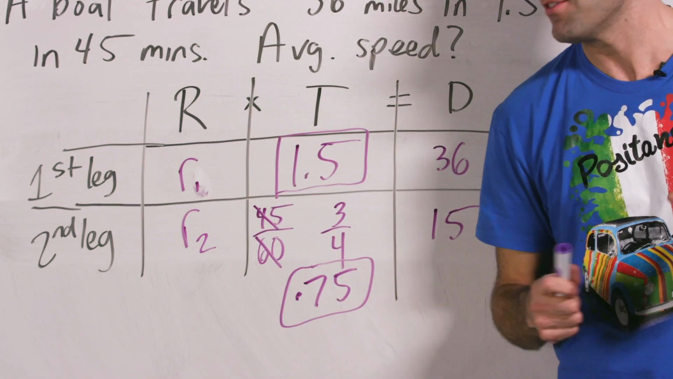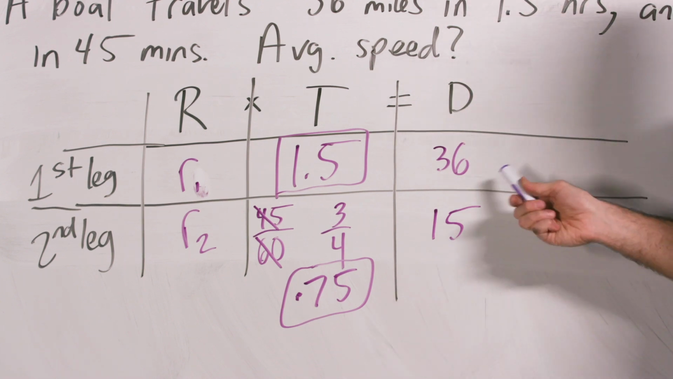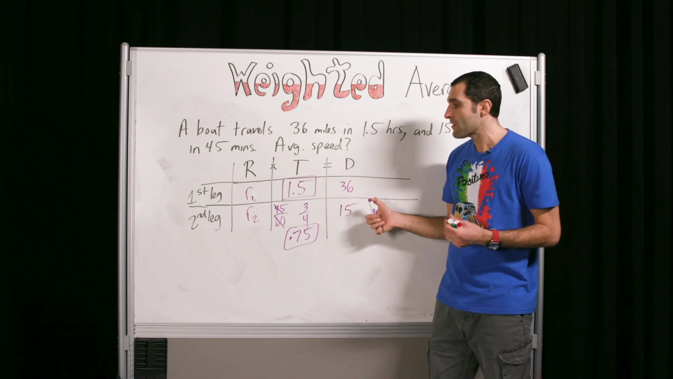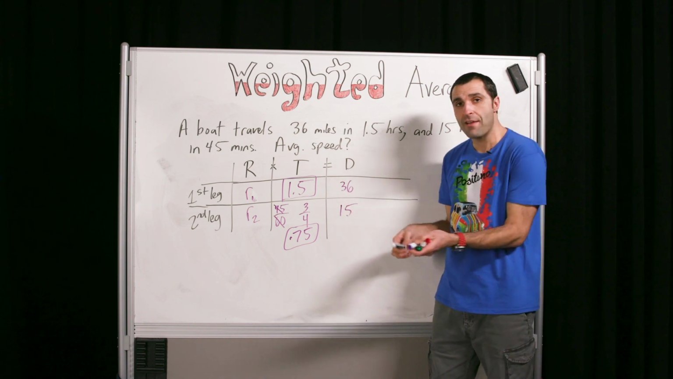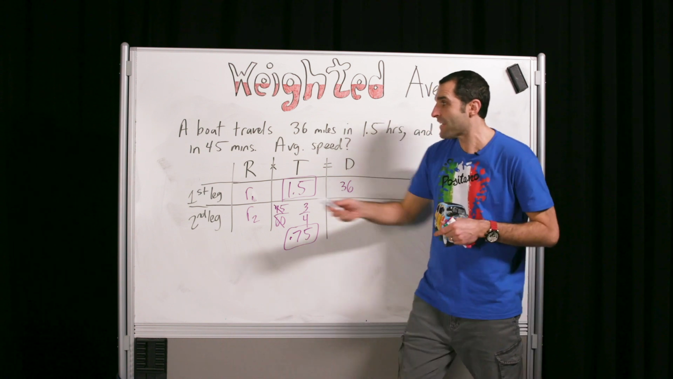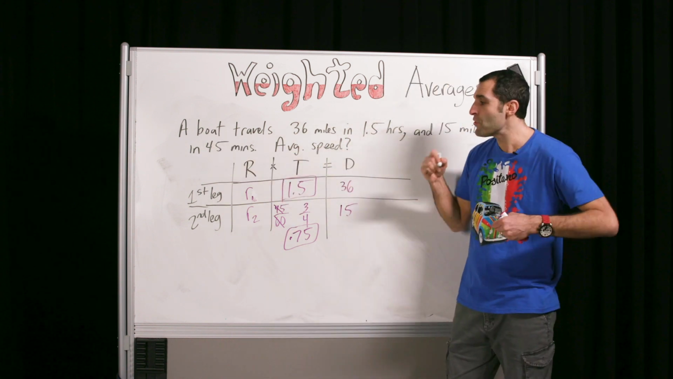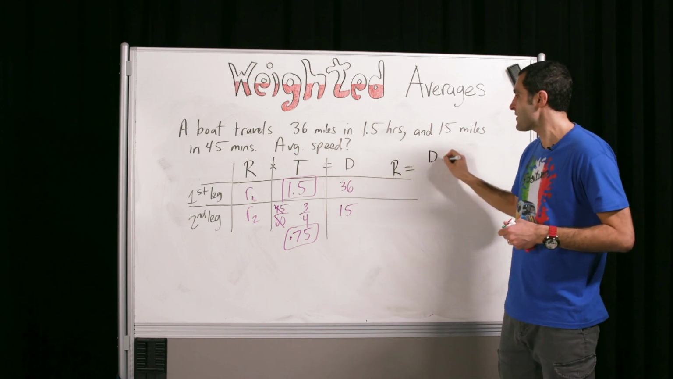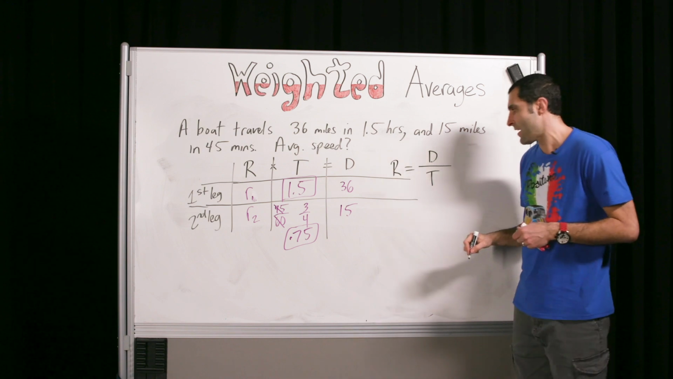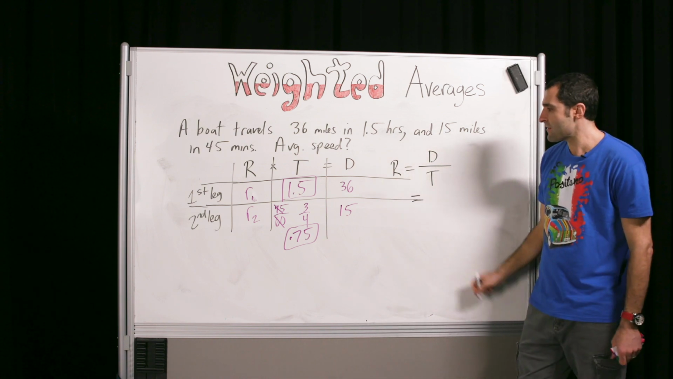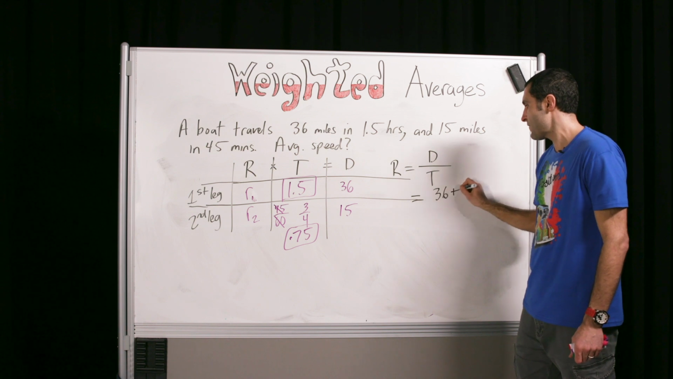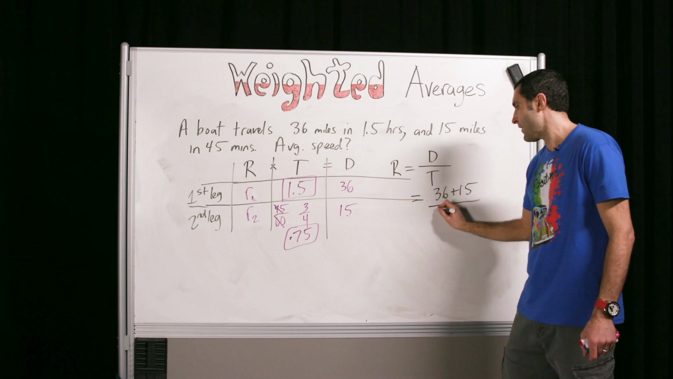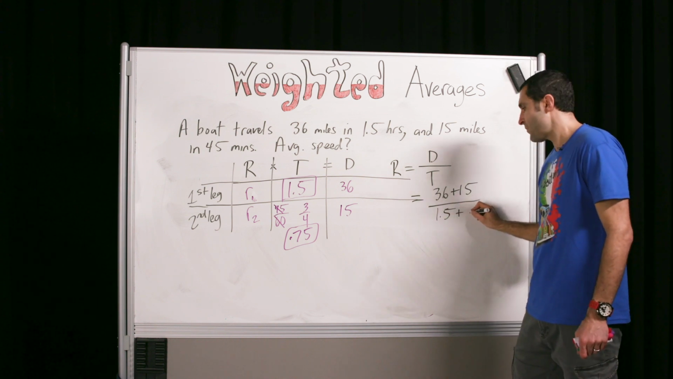Maybe you noticed that we didn't need to. It's nice to, and you saw how, by multiplying R times 1.5 equals 36 and so forth, solving for R. But what we can do instead is just go straight for the average speed, now that we have our legs. So the rate is the overall distance over the overall time. Total distance, 36 plus 15. Total time, 1.5 plus 0.75.